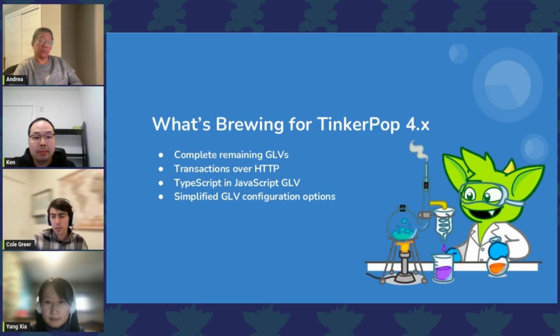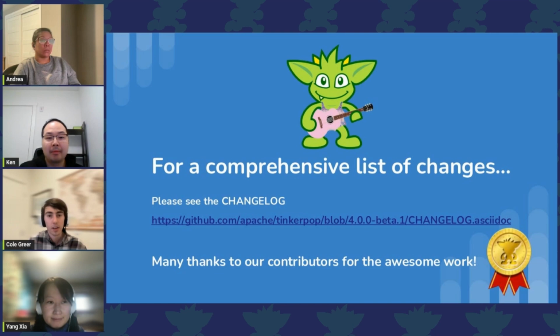And we're also looking to standardize the different options across the GLVs as much as possible. They'll never be exactly the same options, as all the GLVs have different underlying HTTP libraries that they're built on top of. But as much as possible, I'd like to standardize that experience for users of the different GLVs. So that's what's coming up for TinkerPop 4.